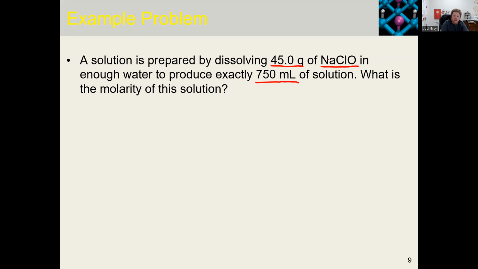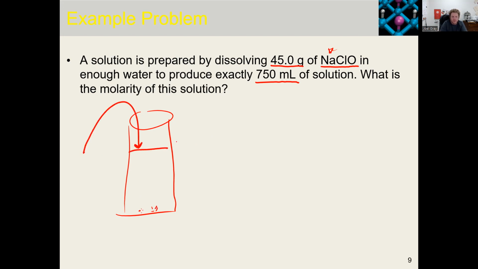So basically, this NaClO is a solid. And somebody got a graduated cylinder or something, and they put that solid in here. And then they added water up to this line. That's about 750 milliliters, which for the purposes of this, you need 1,000 milliliters to make 1 liter. So this 750 milliliters, we're going to convert to 0.750 liters.